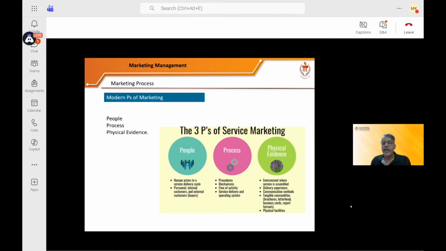Then Gautam Raja, physical evidences, ambiences. For example, if you go to Starbucks, you see the ambiences, isn't it? It's well decorated.